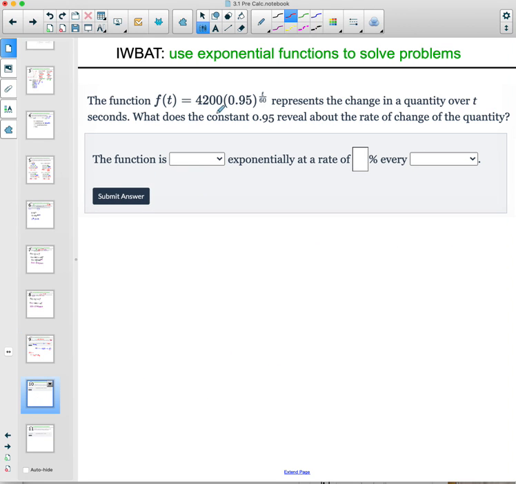So let's take a look at this one. Same exact idea here. Is this function increasing or decreasing? Based on this factor right here, it's less than 1. So again, decreasing or decaying, whatever option they give you. So decreasing exponentially at a rate of what? To figure out this rate, remember you take the factor minus 1. So we're going to get negative 0.05. And then as a percent, move that decimal twice, it's going to be 5%. So this will be a 5 in here.